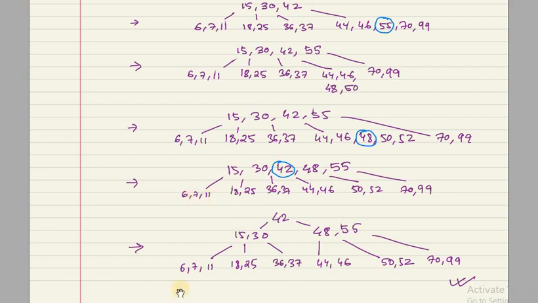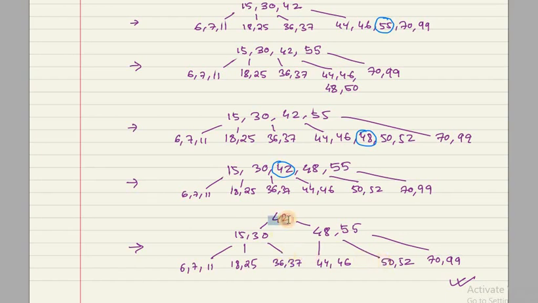So if you look, we have 6, 7, 11, then 18, 25, then 36, 37. So everything is fine because we have kept 15 and 30 together, so these elements will also be attached to 15 and 30. Similarly, in case of 48 and 55, we have 44, 46, then 50, 52, then 70, 99. So you can see that they are also attached and there is no need of changing their places. Okay, so now it is fine.